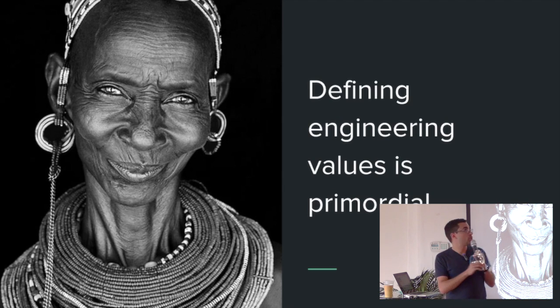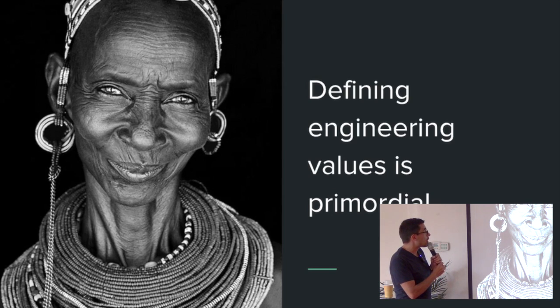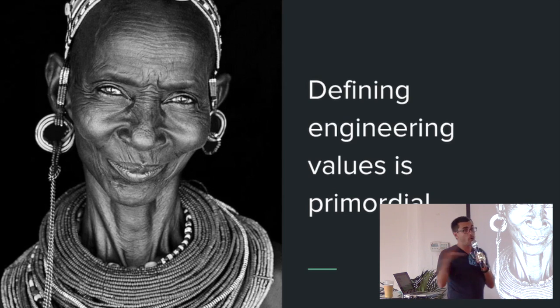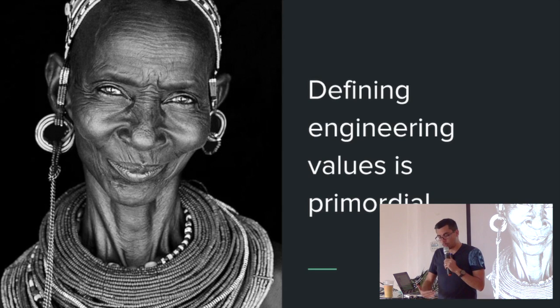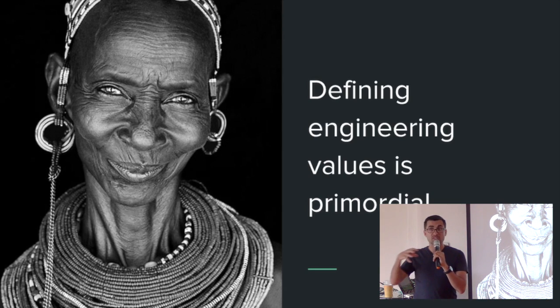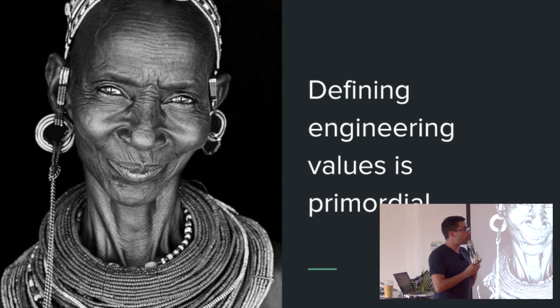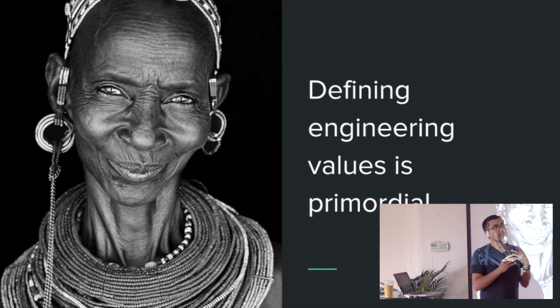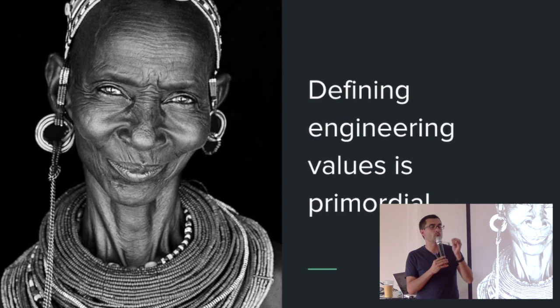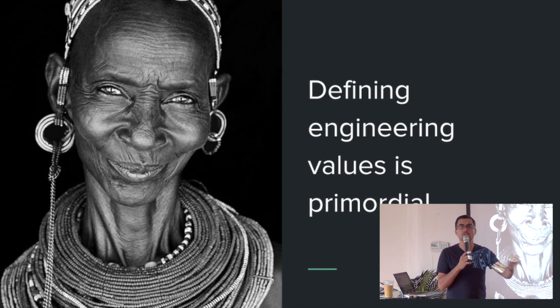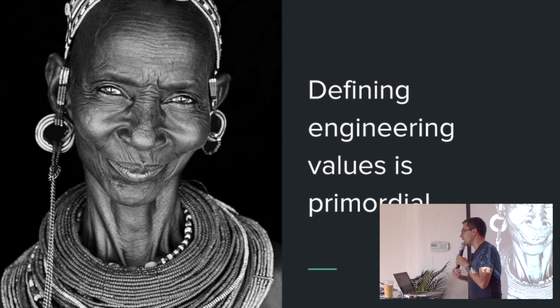I have two more points. Defining engineering values. Okay, so this is probably, of all of them, the most important to me. When you start a company, or when you have a small team that starts growing, the problem is you're losing this concept of engineering values. And by that, what I mean is, what do we as a team value in the way we write code? And I'm not talking about libraries or something like that. I'm talking about what's our worldview on programming?